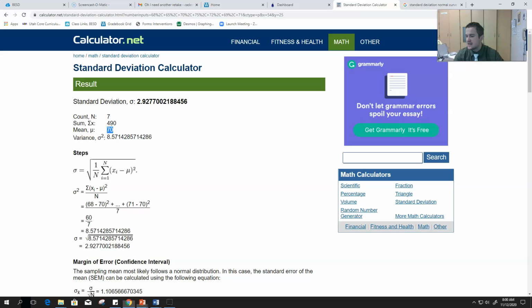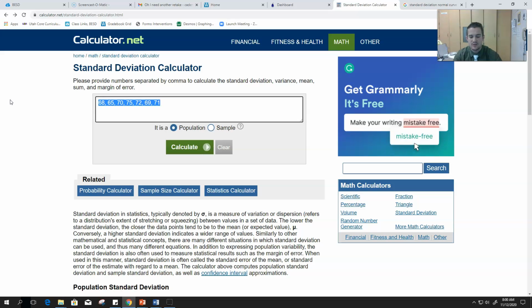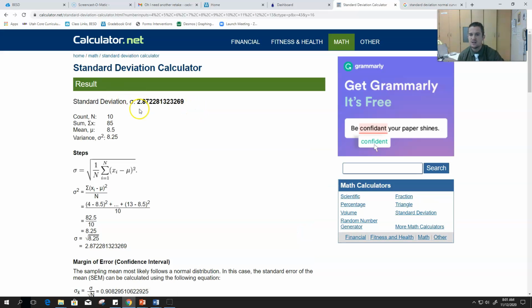So let me show you an example to kind of help you visualize this. I'm going to go back to my standard deviation calculator. Say I have the data values, I need to choose 10 of them, right? That's what the question said. 4, 5, 6, 7, 8, 9, 10, 11, 12, 13. That's 10 values. Okay. Let's find the standard deviation of that data set. The standard deviation is 2.87.